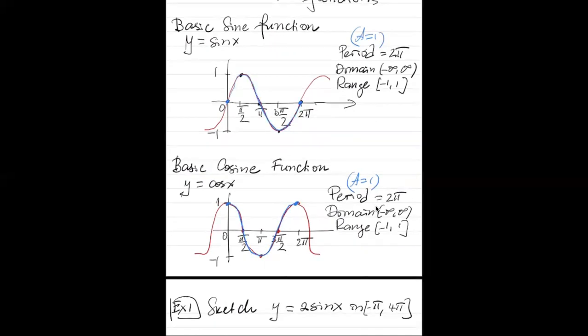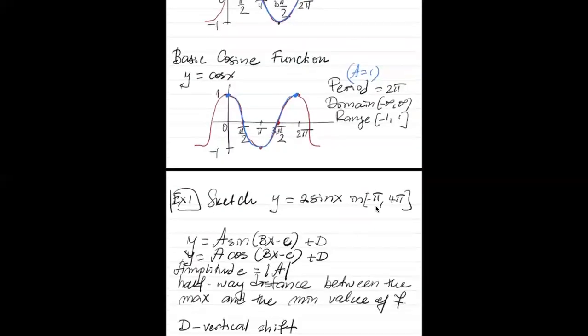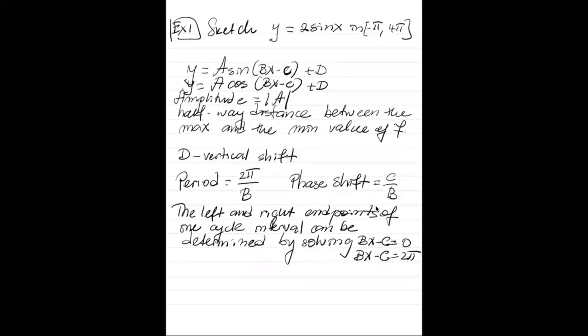So if we have a transformation, those points are not going to be the same, and we're going to determine the new cycle and the new left and right endpoint by solving these two equations. So that's for one cycle. Or we can use the phase shift, either one. So we have all the formulas needed. Let's go back to our example 1.